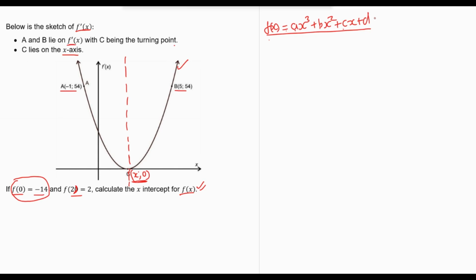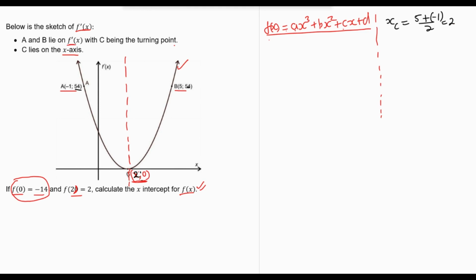So I'll just separate this into two parts. Let's find the x-coordinate of C, which is the midpoint of A and B. Let's not worry about y. Y will be the same because 54 plus 54 divided by 2 is 54. So xc is equal to 5 plus -1 divided by 2, which is equal to 2, meaning that the coordinates of C is 2, 0, right?